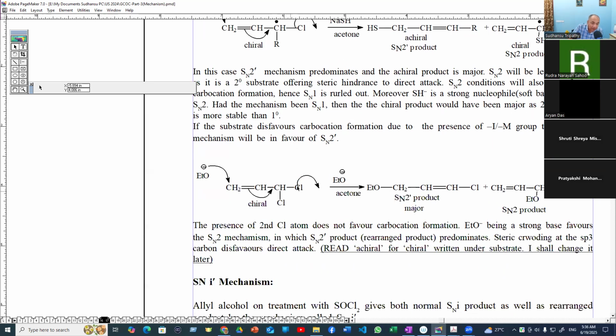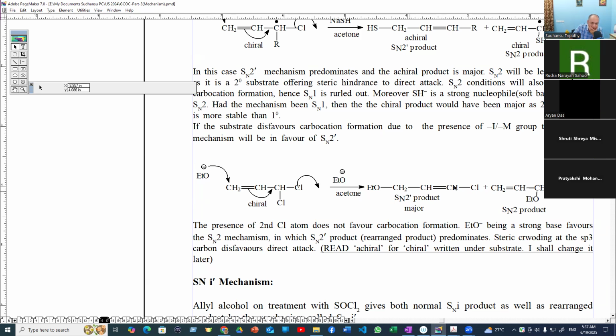Even now, if there are two chlorine atoms, it has been found experimentally that because of the minus I effect of chlorine, the carbocation is highly unstable. In that case, even a strong base and a strong nucleophile like ethoxide ion will not like to produce a carbocation and follow the SN1 dash track. Instead, it will follow the SN2 dash. So whenever there is a dash product, there is always a non-dash product also. So here you get a non-dash product and a normal SN2 product.